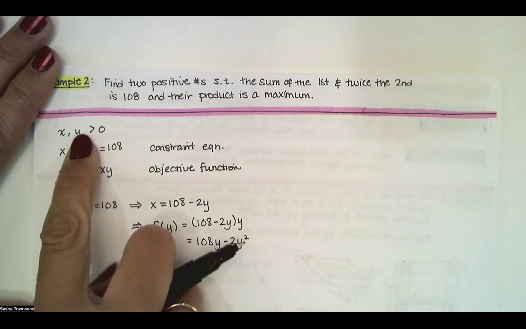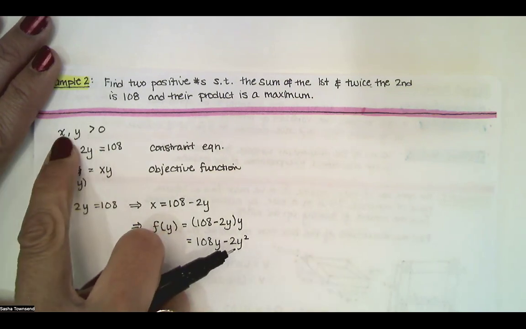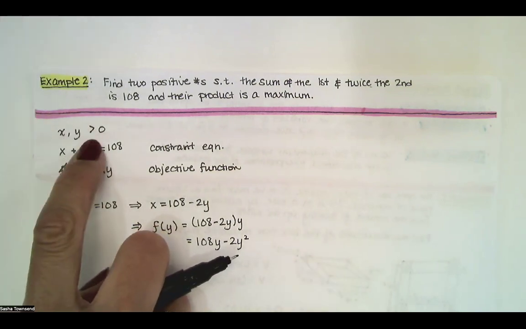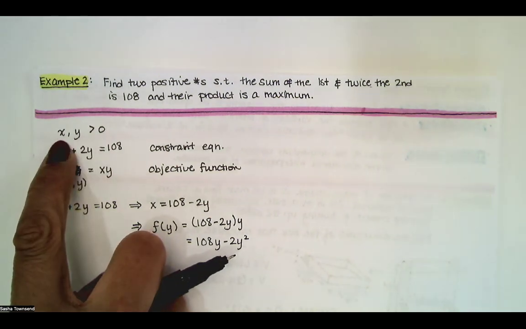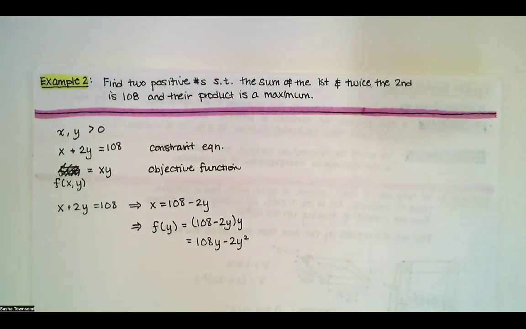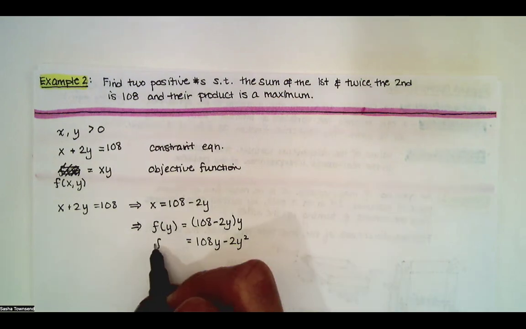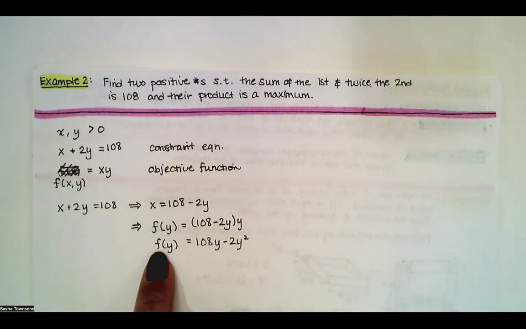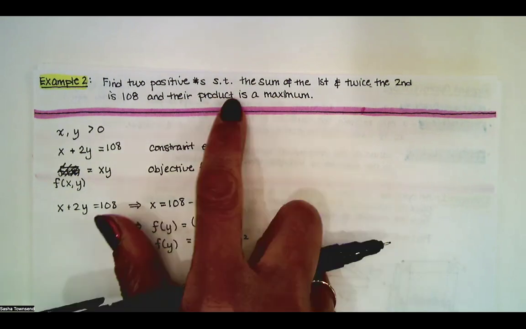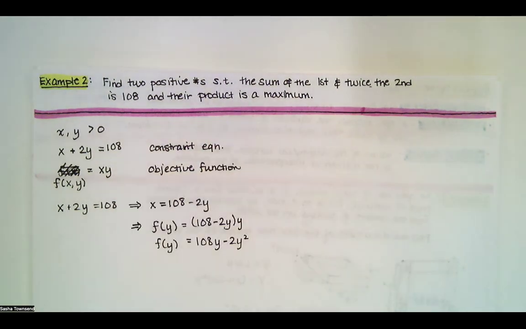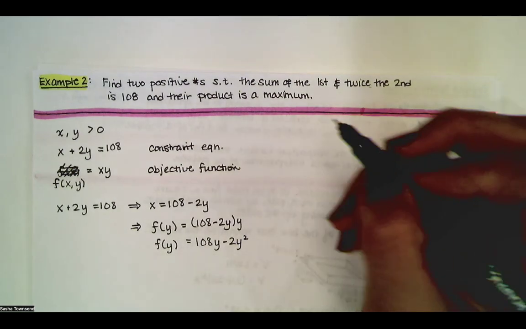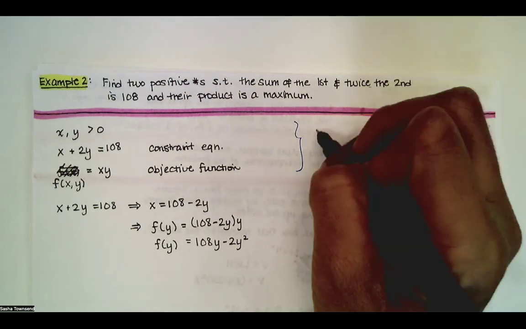And we need y to be greater than 0, and we need x to be greater than 0. So we want to keep that in mind as well. So now we want to optimize this because we're looking for the product to be a maximum. Before I keep doing that, let me write down what we did. First, we stated everything that was given.